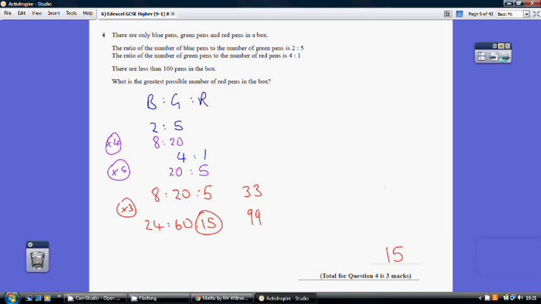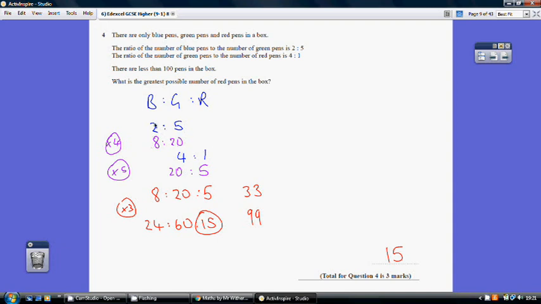Question 4. So we've got blue, green and red pens. We're told the ratio of blue to green is 2 to 5 and green to red is 4 to 1. Now the secret here is to have a common denominator, if you like, thinking of it like fractions. We want to make this green number of pens the same for both, so that we can get a three-way ratio.